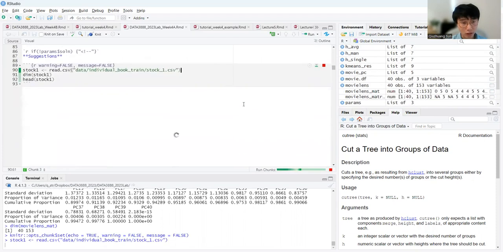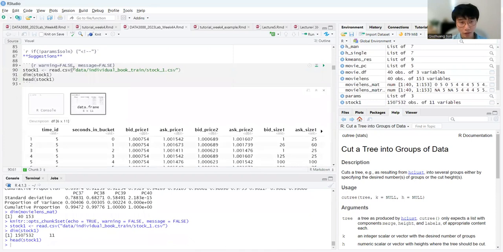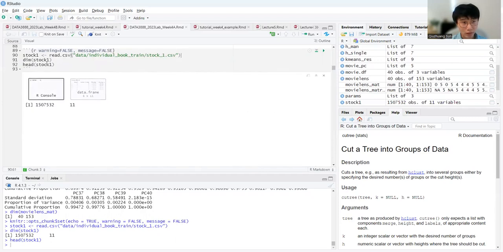So let me first load the data. Please make sure that your data is in the same path as your RMD file, such that you can easily load the data from the same folder. You can see that the dimension of this stock is 150K. No, sorry, it's 1.5 million, right? So it is a huge data set.